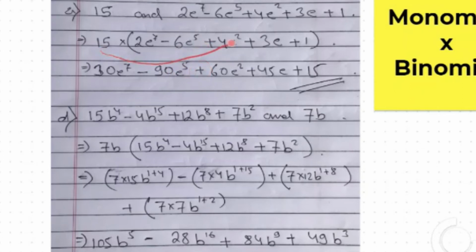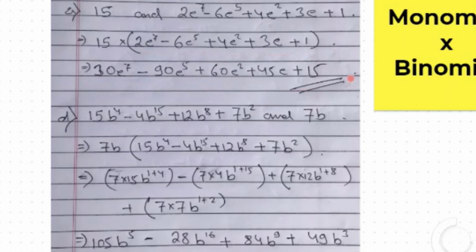15 fours is 60, and e to the power of 2. Then plus sign is written as plus. 15 threes are 45, and it has got an e, so I write e. So the plus sign is written as plus, and 15 ones are 15. So what happens is that the outside single term is multiplied each and every time with the terms which are present inside the bracket. This is the answer.